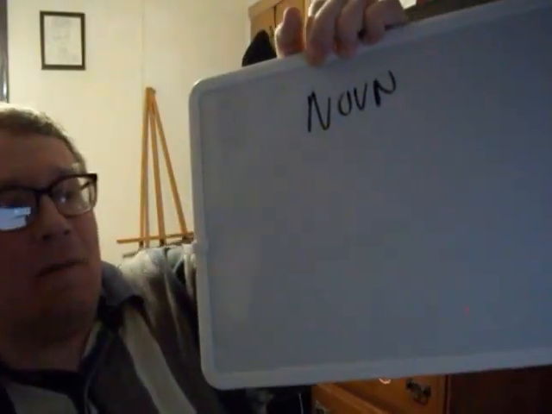Now, I did upload a video about the etymology of the word noun. That etymology reveals that the English word noun comes from the Latin word nomen or nominus, which means to name.